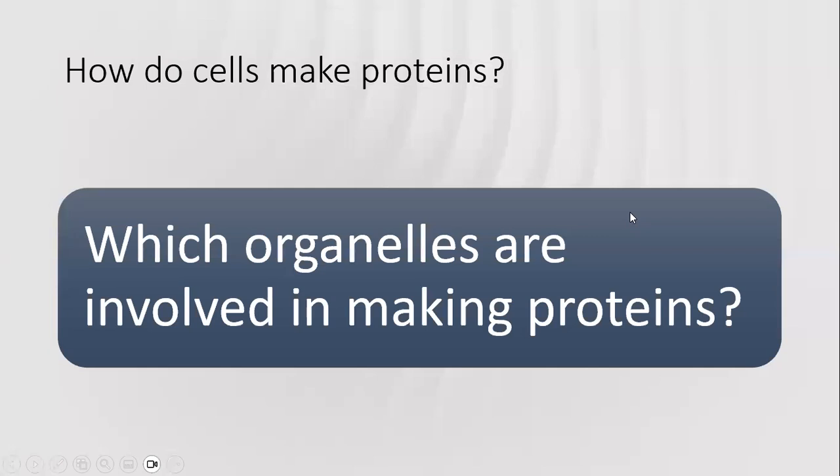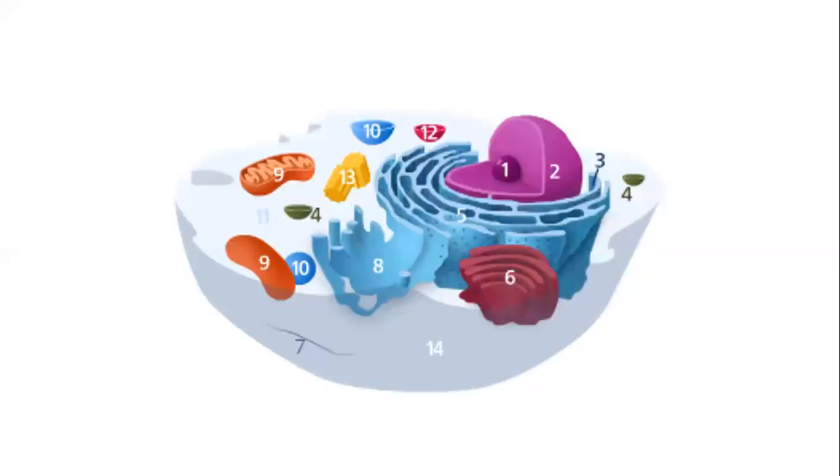In today's session, we're going to look at how cells make proteins, which organelles are involved in making proteins. Here we have a eukaryotic cell. This one is an animal cell because it does not have a cell wall, it only has a cell membrane. So we have several different organelles here that we're going to involve in the making of proteins.